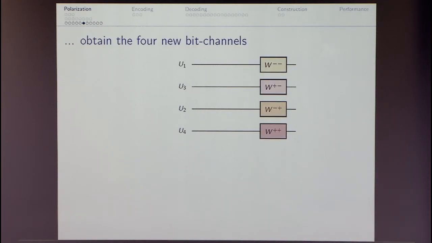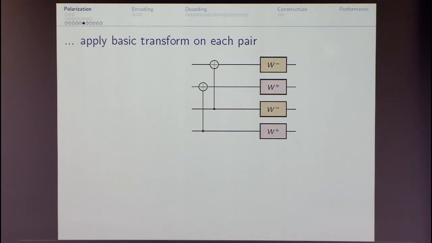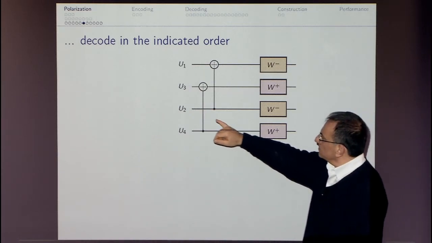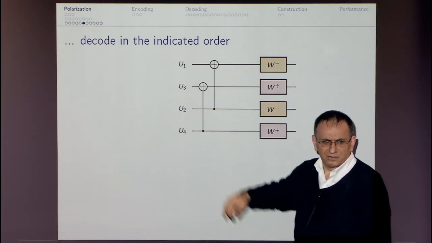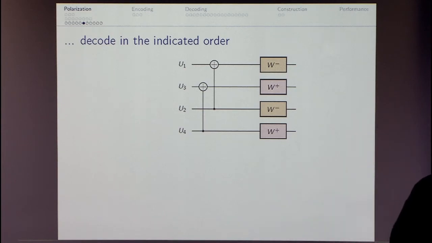Why not U1, U3, U2, U4? Let's go back. The order you mentioned was U1, U2, U3, U4, right? You first decode U1. The order of decoding is U1, U2, U3, U4, yes. Why not U1, U3, U2, U4? It doesn't work. Why doesn't it work?